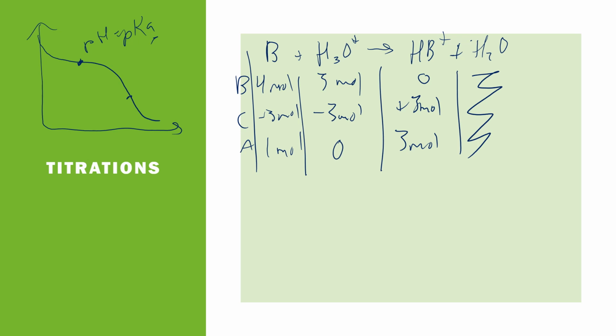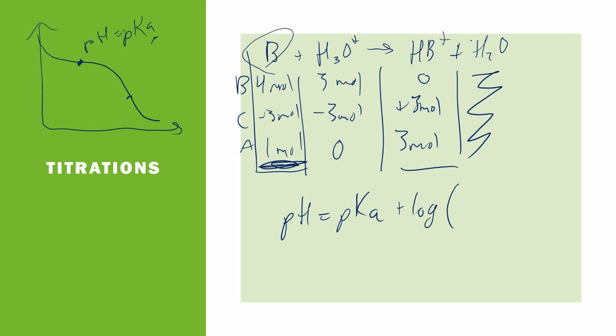From here, you can use the Henderson-Hasselbalch equation because I have the base and its conjugate acid present in the solution. pH will be pKa plus the log of the base, base is this one, over the acid. Don't forget that this is the pKa for HB+, the conjugate acid. You can't use pKb in this equation. So just be careful of that. And that's how you do buffers with weak bases.